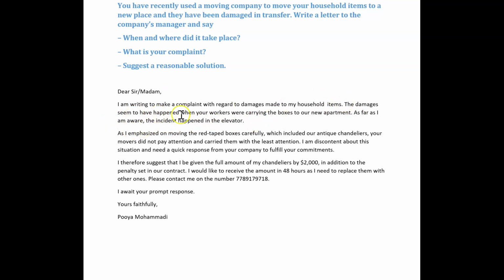Fabulous writing. I love the tenses here. You've really shown your control. Brilliant. As I emphasise on moving the red tape boxes carefully, you don't need as. If you have as, you've got to have a different structure. So I emphasised on moving that.